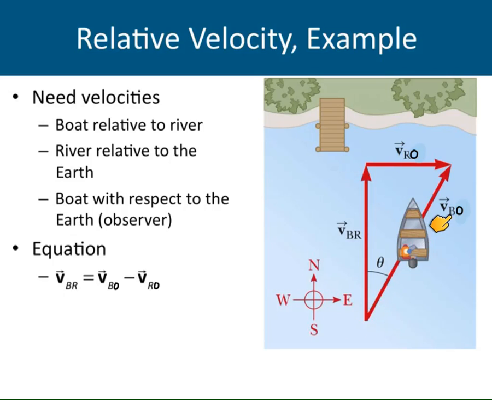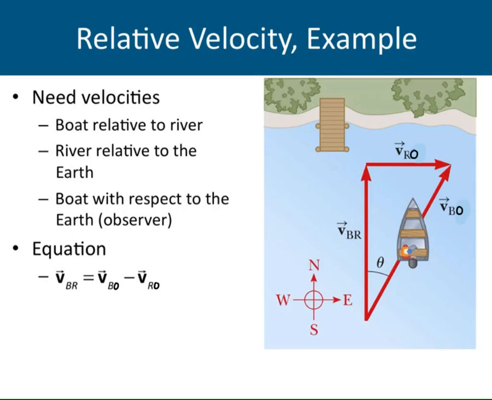And you want to know what is the velocity of the boat with respect to the observer on the ground, okay? If you know the velocity of the river, and if you know the velocity of the boat with respect to the river, then you can calculate the velocity of the boat with respect to the ground. This is easy because if this is the velocity of the boat with respect to the river, and this is the velocity of the flow of the water, you will add these two vectors vectorially, and this vector will be the velocity vector of your boat with respect to the observer on the ground.